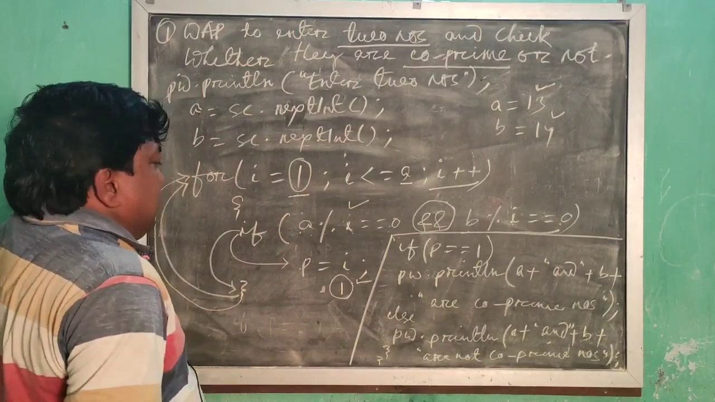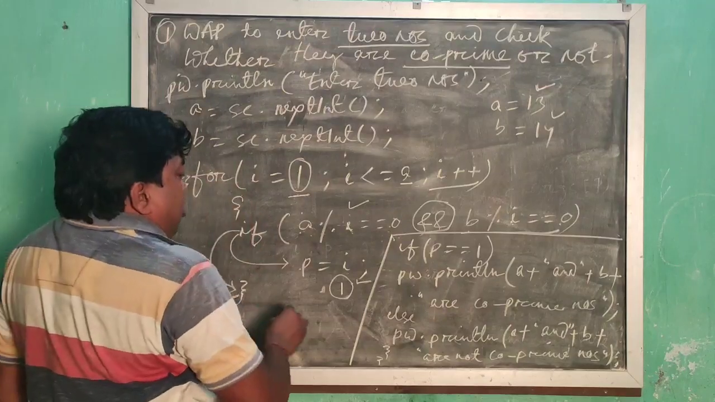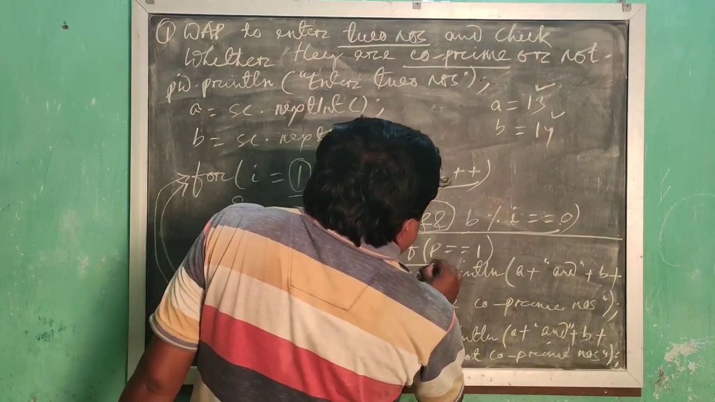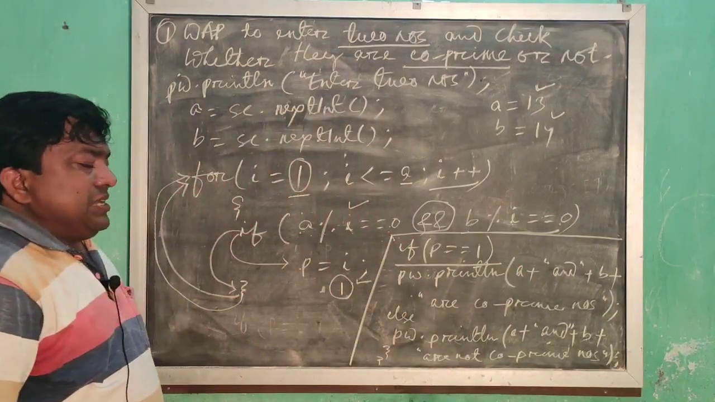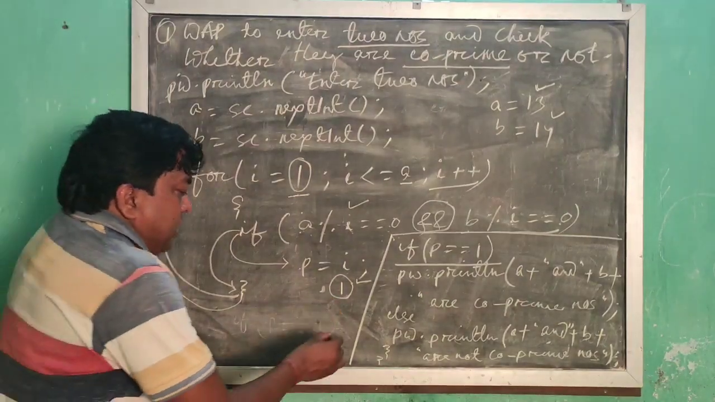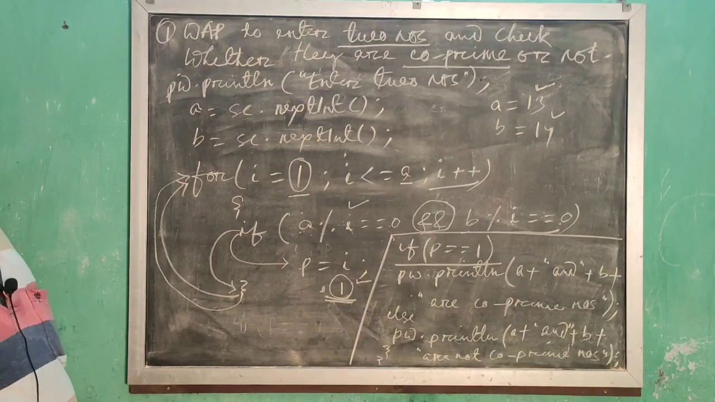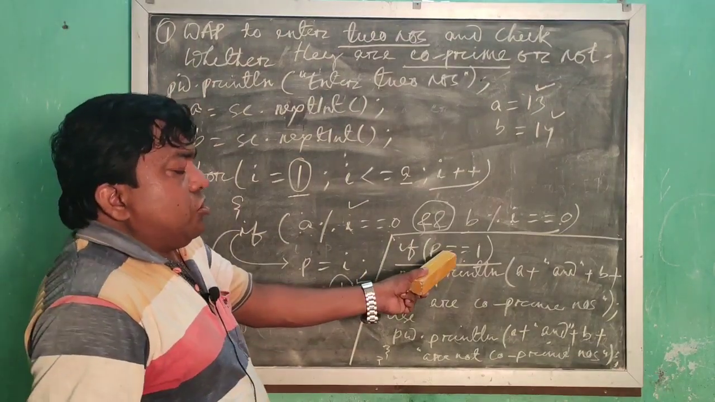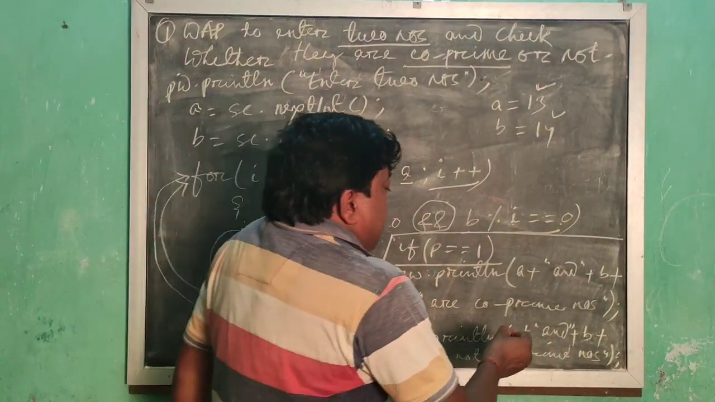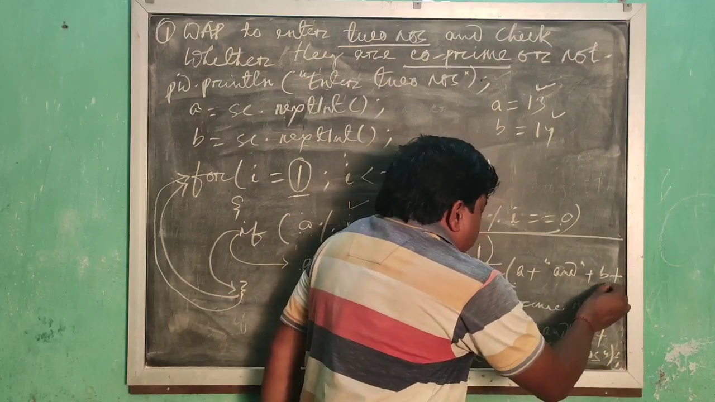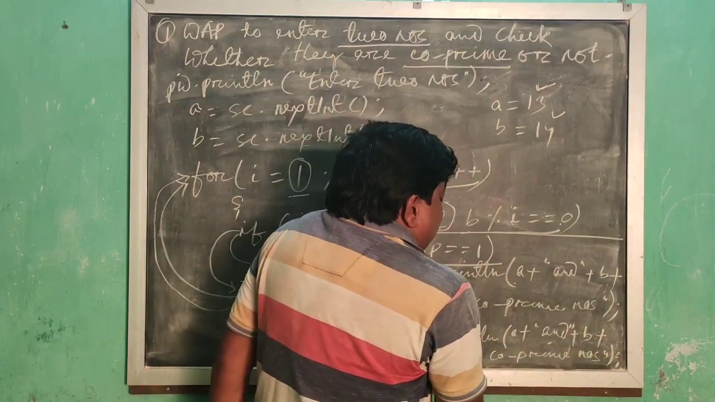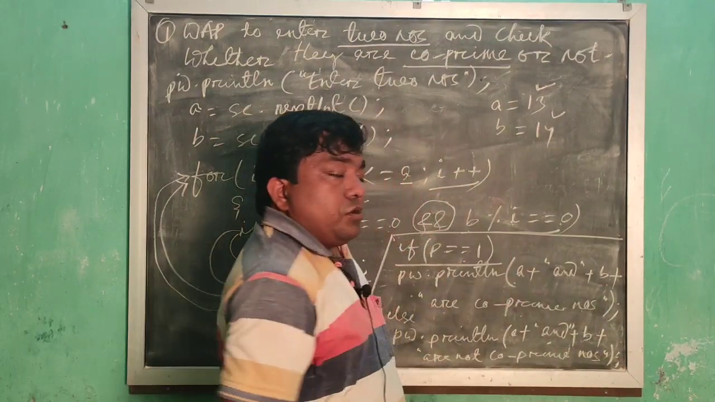Okay, when it comes out of the loop, it checks if p equal to 1. Is it true? See, we get the value of p as 1, so this condition will be true, and it will print that 13 and 14 are coprime numbers.